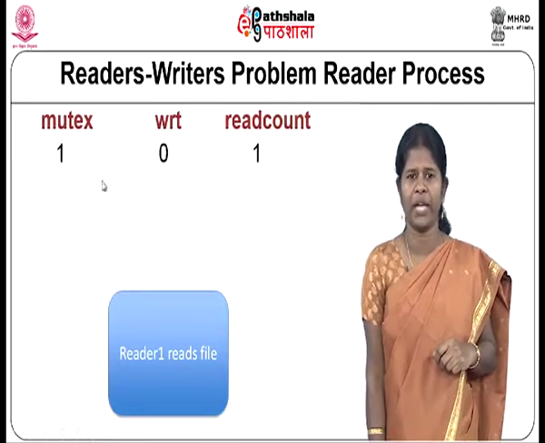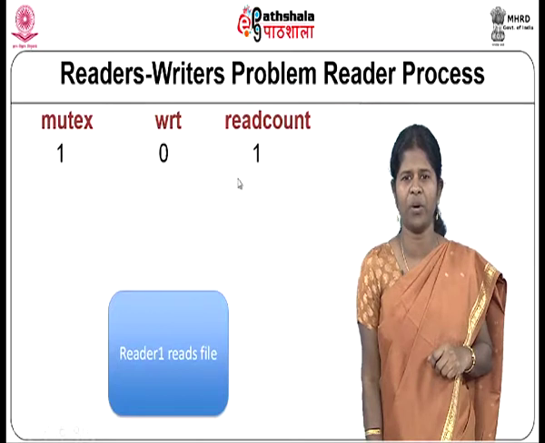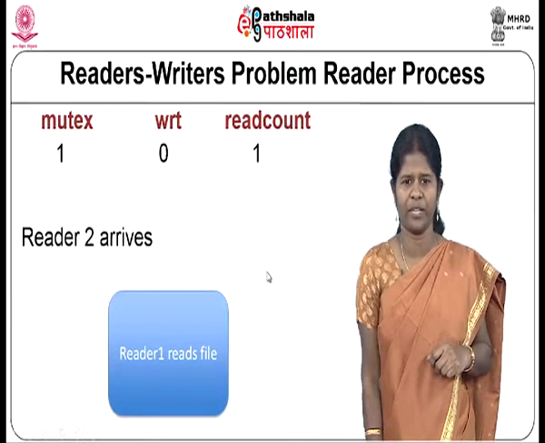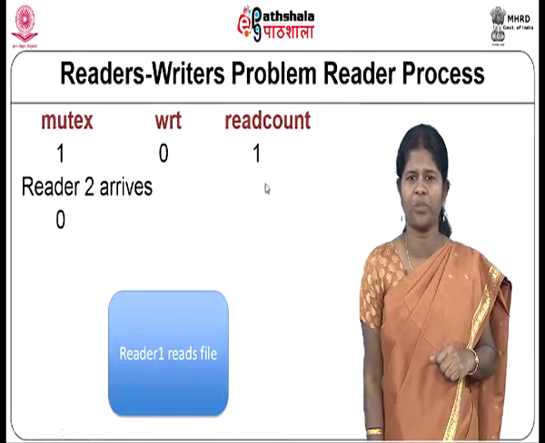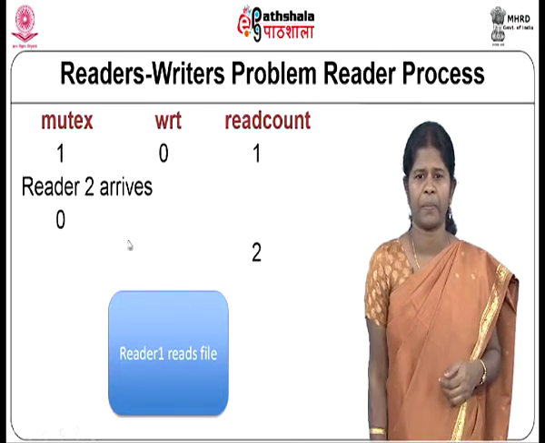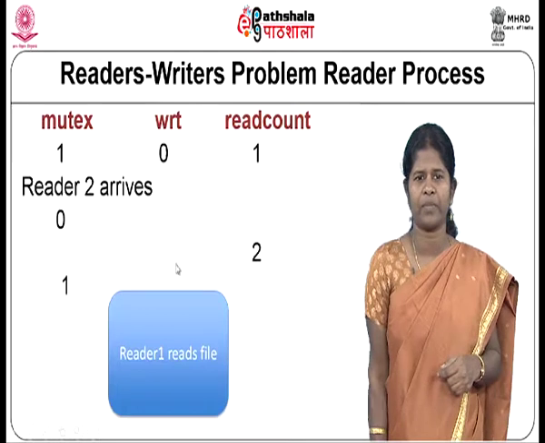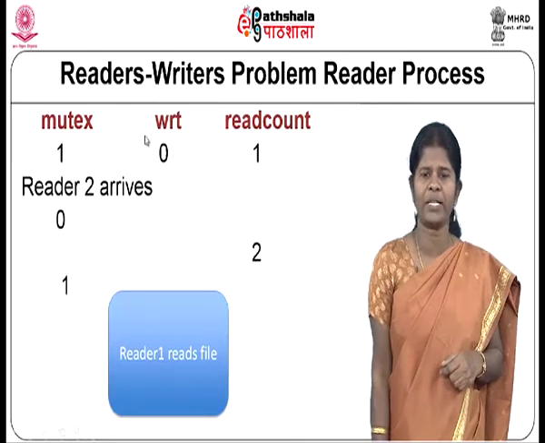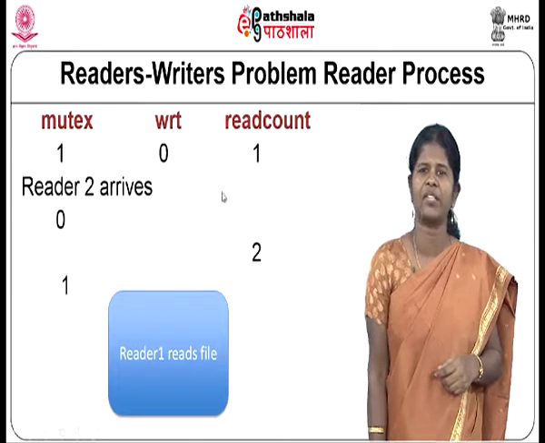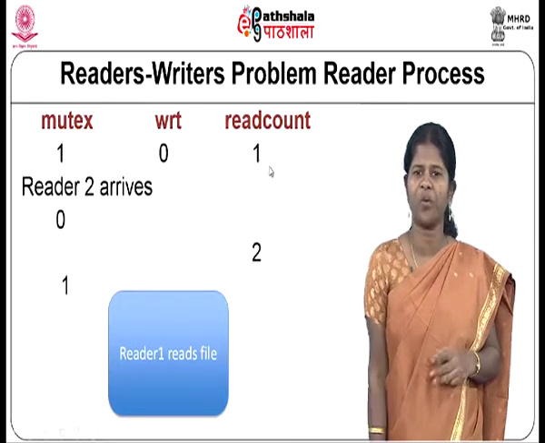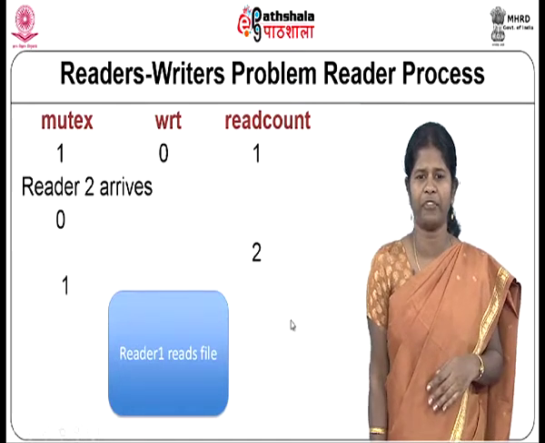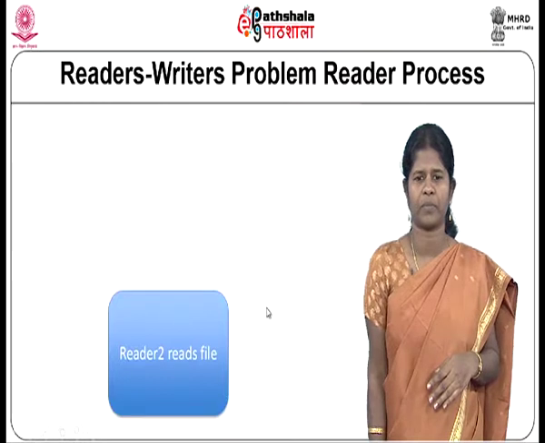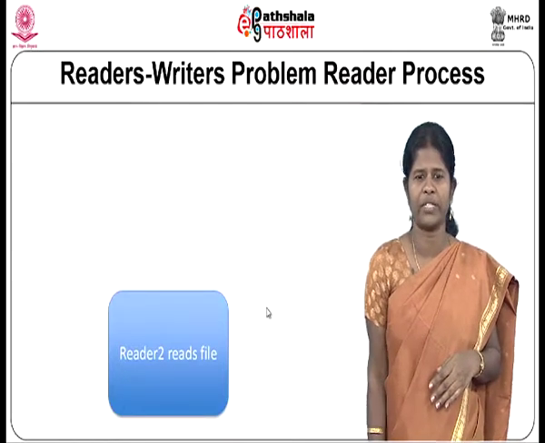So, the situation now is that mutex value is 1, WRT is 0, the read count is 1, reader 1 reading the file. Suppose reader 2 arrives, and reader 2 also wants to manipulate this read count variable. So, it waits on mutex, increments read count and signals mutex. Now, it does not have to wait on WRT because it is not the first process, read count is not equal to 1, it is the second reader process. So, it can directly go start reading the file. So, reader 2 reads the file.